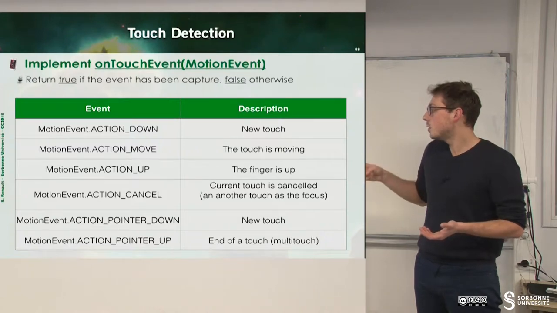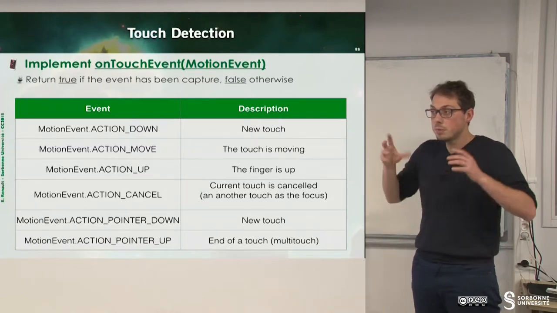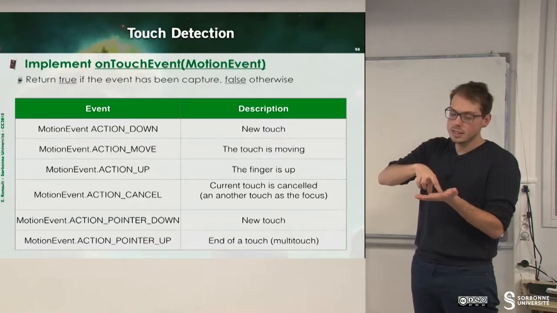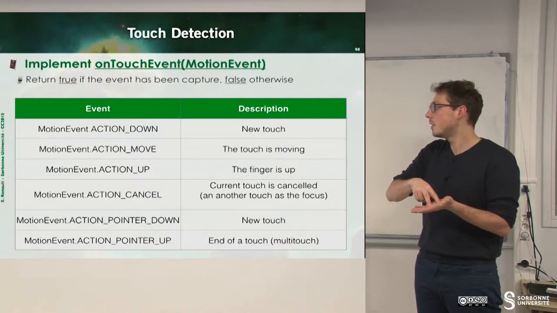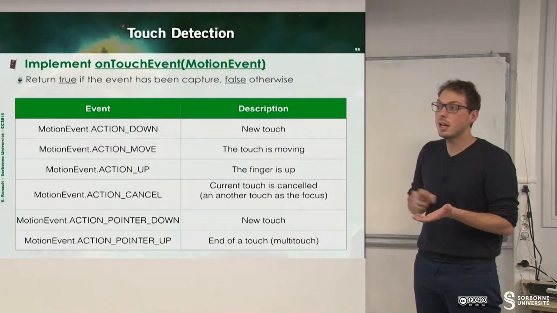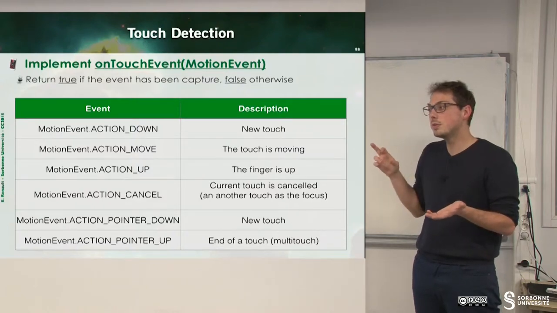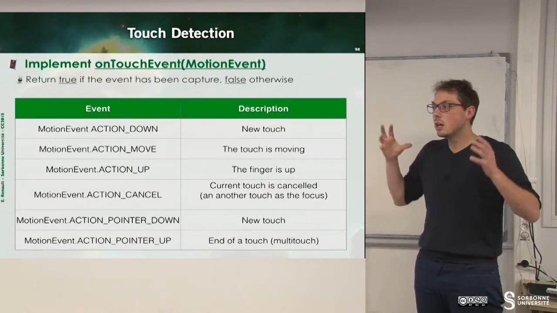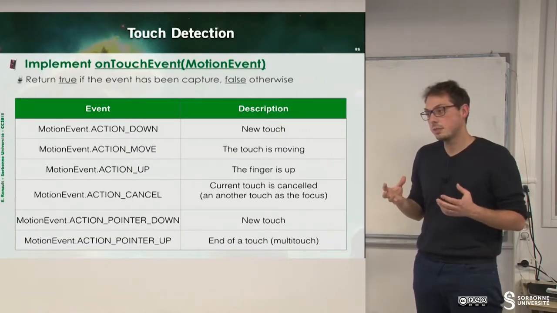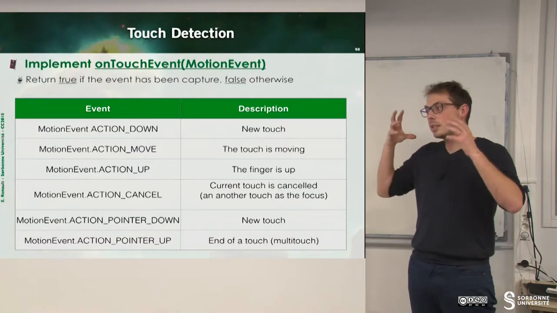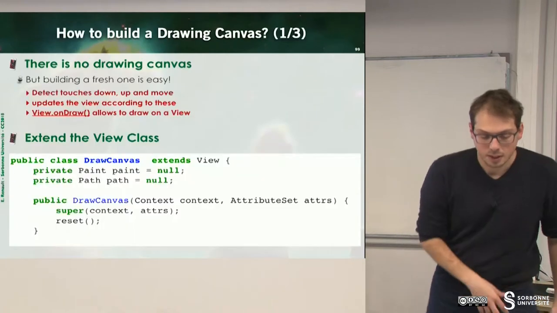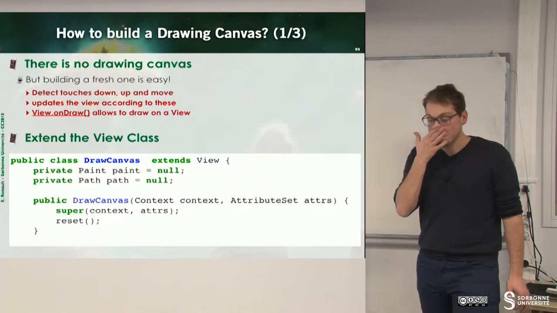And there are also two other possibilities. I have one finger on the screen and then I put another finger on the screen. In this case, we have to handle action pointer down and action pointer up when I remove some touch. This is how touches are handled by Android. So you will have to do it by hand if you want to do something. So, let's have an example.